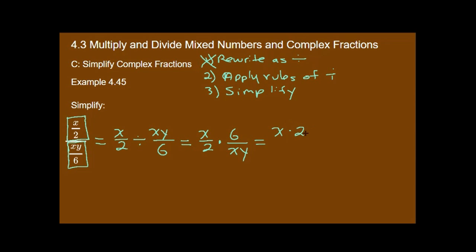x times 2 times 3, right? 2 times 3 is 6, over 2 times x times y, right? When two things are right against each other, that means we're multiplying them, so we could pull them apart and put the dot in there. Now I'm going to go ahead and cancel out things that I have in the top and the bottom. I'm going to get rid of my x's, I'm going to get rid of my 2's, and that leaves us with a 3 on the top and a y on the bottom. And that is my solution, okay?